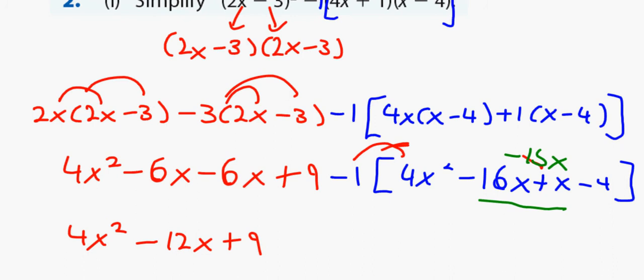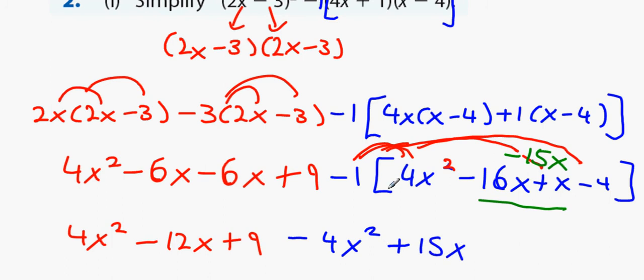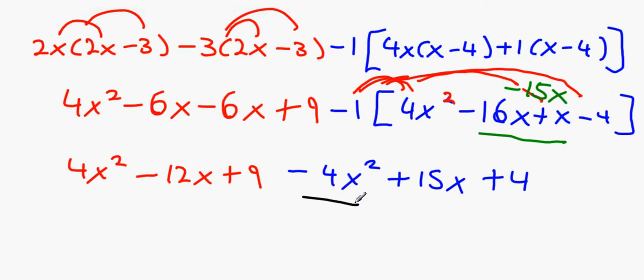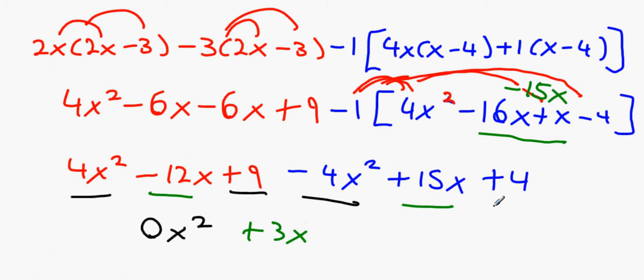Minus 15x, so we're going to multiply minus 1 by 4x squared, by 15x, and minus 1 by 4. And what we're going to get here is minus 4x squared plus 15x, because minus 1 multiplied by minus 15 is plus 15x, and minus 1 by plus 4 is minus 4. And then also what we've got to do is add the like terms together, so 4x squared minus 4x squared gives you 0x squared, minus 12x plus 15x is plus 3x, and then we're going to get 9 plus 4, which is plus 13. So our answer is 3x plus 13.